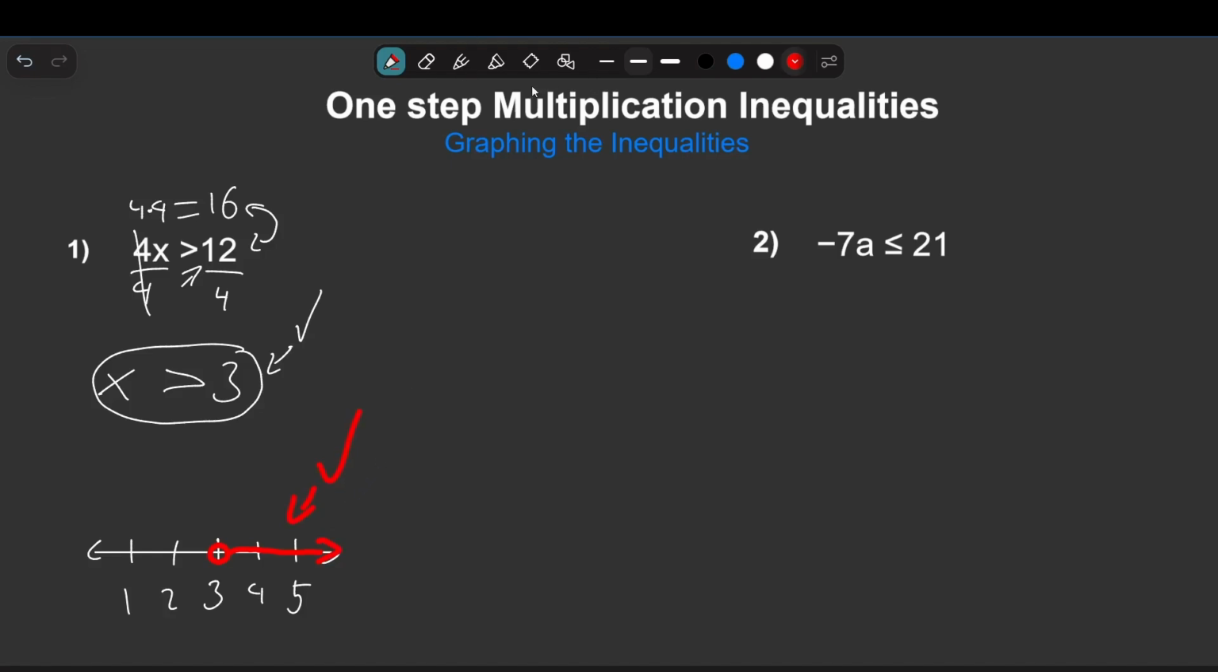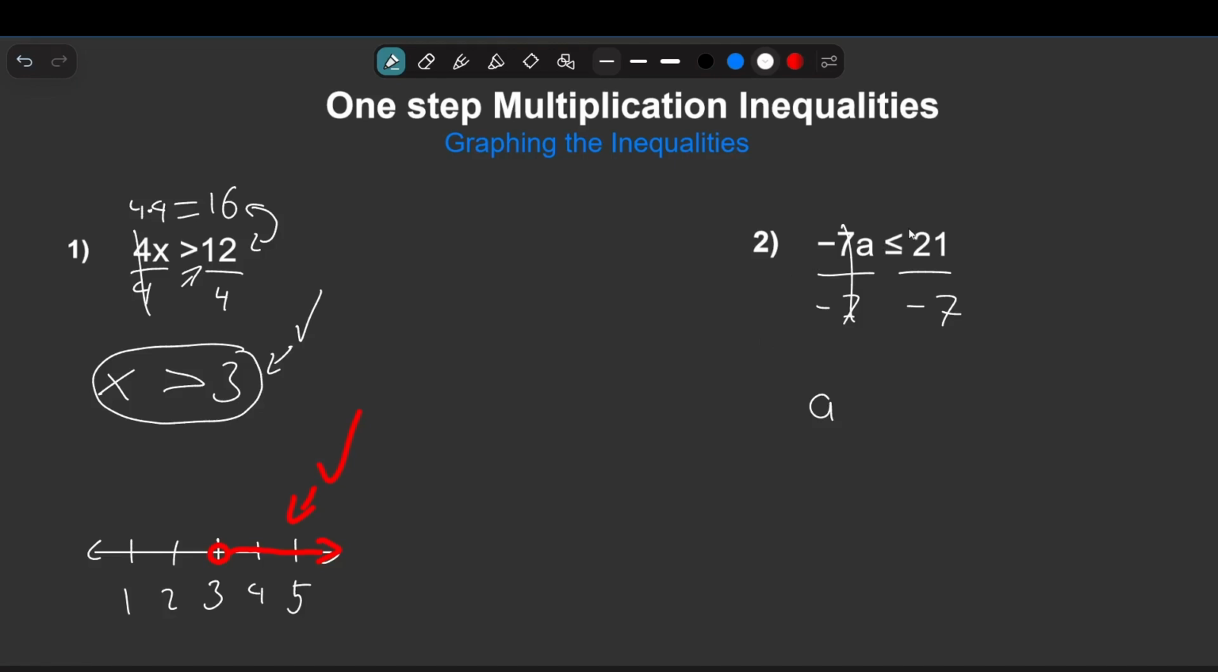So now let's go over to our second example. For our second example, we have minus 7a is less than or equal to 21. The first thing we are going to do is divide both sides by minus 7. Minus 7 and minus 7. These two cancel each other out, so we are left with our variable. And as I said in the beginning, when dividing or multiplying both sides by a negative number, we are going to flip our inequality symbol.